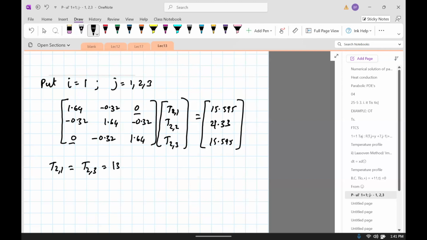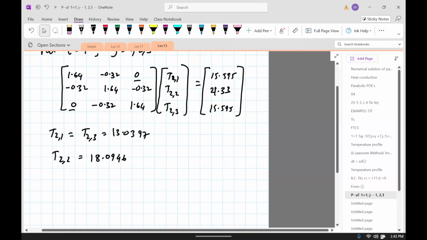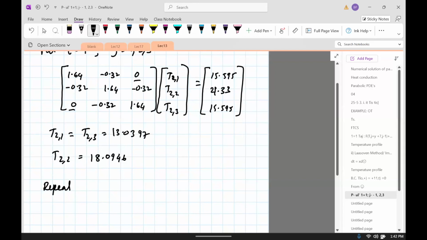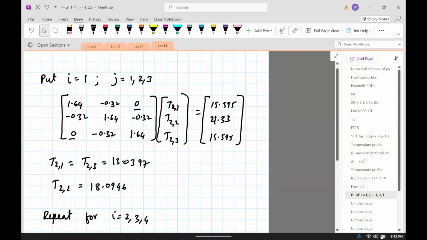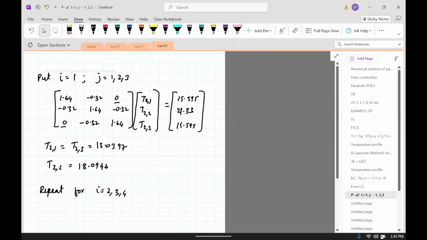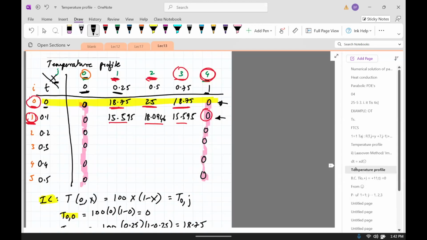You get 13.0397, and t2,2 equals 46. And then you need to repeat this for i equals 2, 3, 4. But now you should have seen a pattern emerging from this, right? The left A matrix is the same. The B matrix is basically whatever you get here, and then it's just easy. So I'm going to fill up that table, okay, which is basically what you're going to fill up in the exam too.